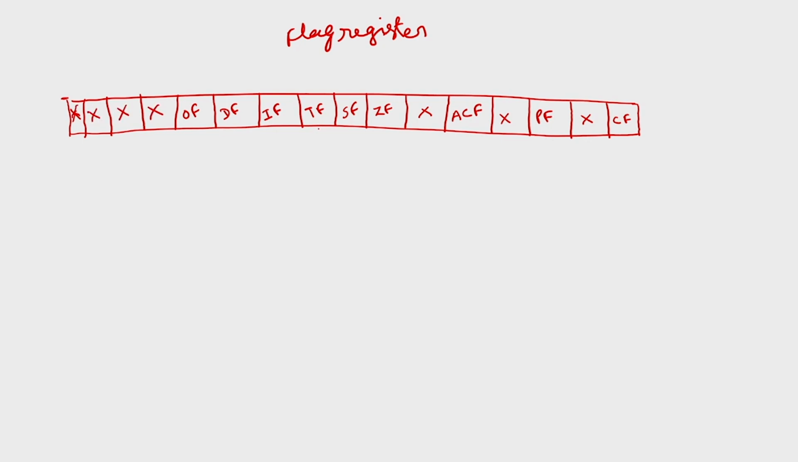Now, we will discuss the function of each flag. A flag is basically a flip flop, so it has 2 states: the flag can be either set or reset. Under what condition is the flag set? The flags are divided into 2 categories: conditional flags and control flags.